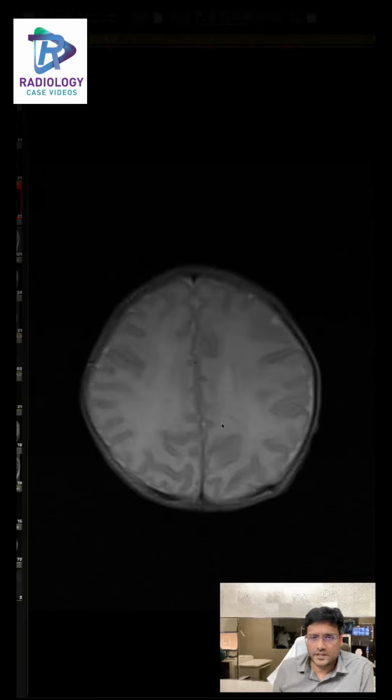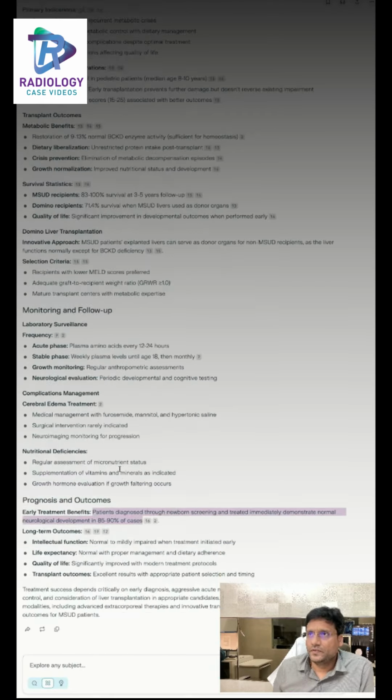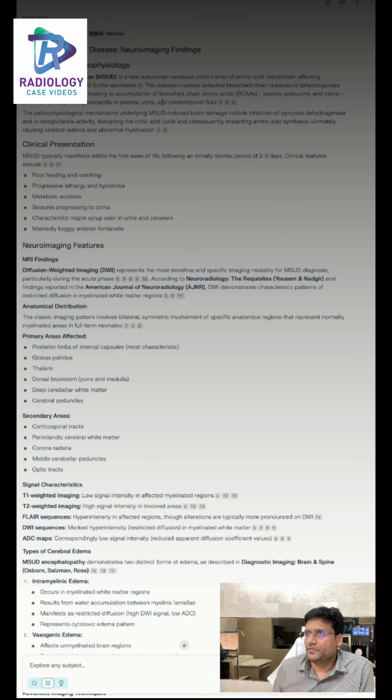So this is a classical case of maple syrup urine disease, which occurs mainly because of a defect or mutation in the branched chain alpha keto acid dehydrogenase complex activity, leading to accumulation of branched chain amino acids like leucine, isoleucine, valine, and their corresponding keto acids in the plasma and urine.